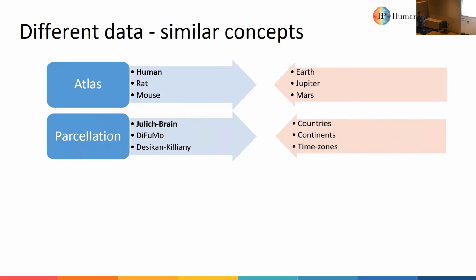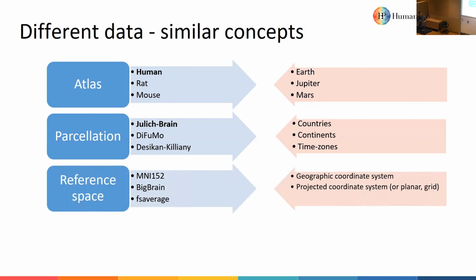Then we have different parcellation schemes, like the Jülich brain atlas or the Desikan-Killiany, the Fumo. This is comparable to countries, continents, or even a time zone parcellation of the Earth. Then we have different reference spaces. This can be compared to different coordinate systems. They describe the same planet, but you can either take a map or a globe. It depends what you like, what you prefer, but they describe the same coordinate space.